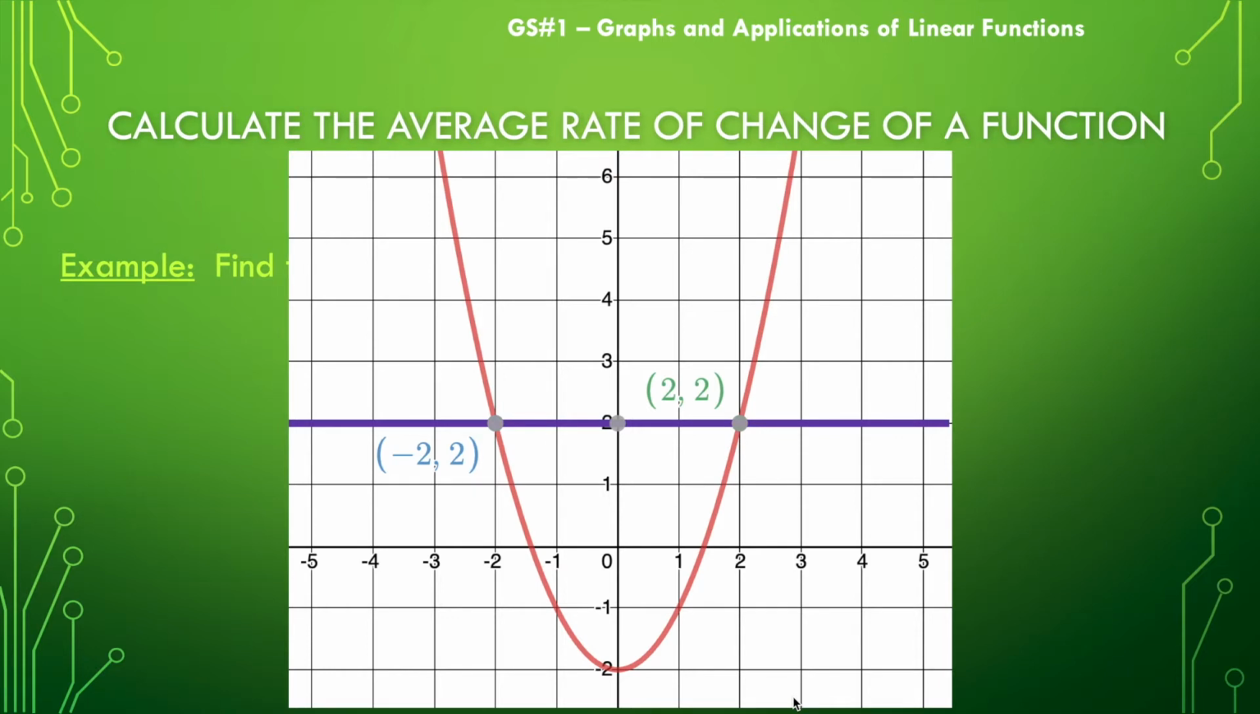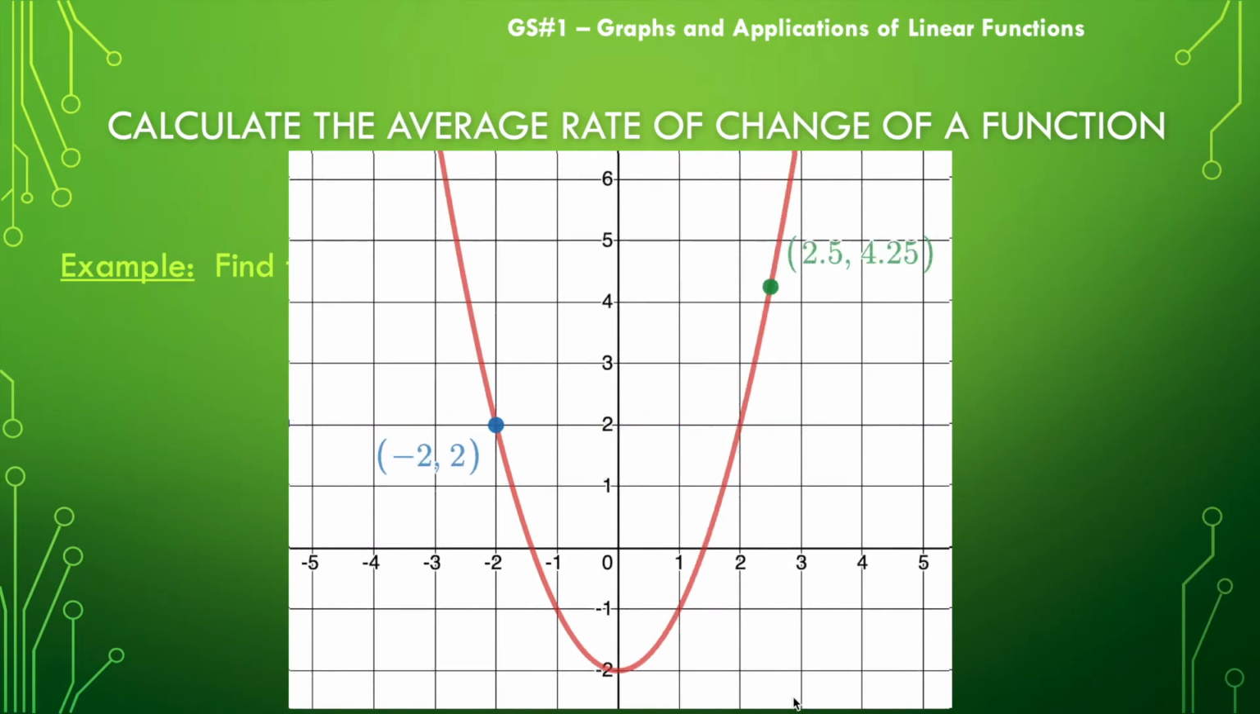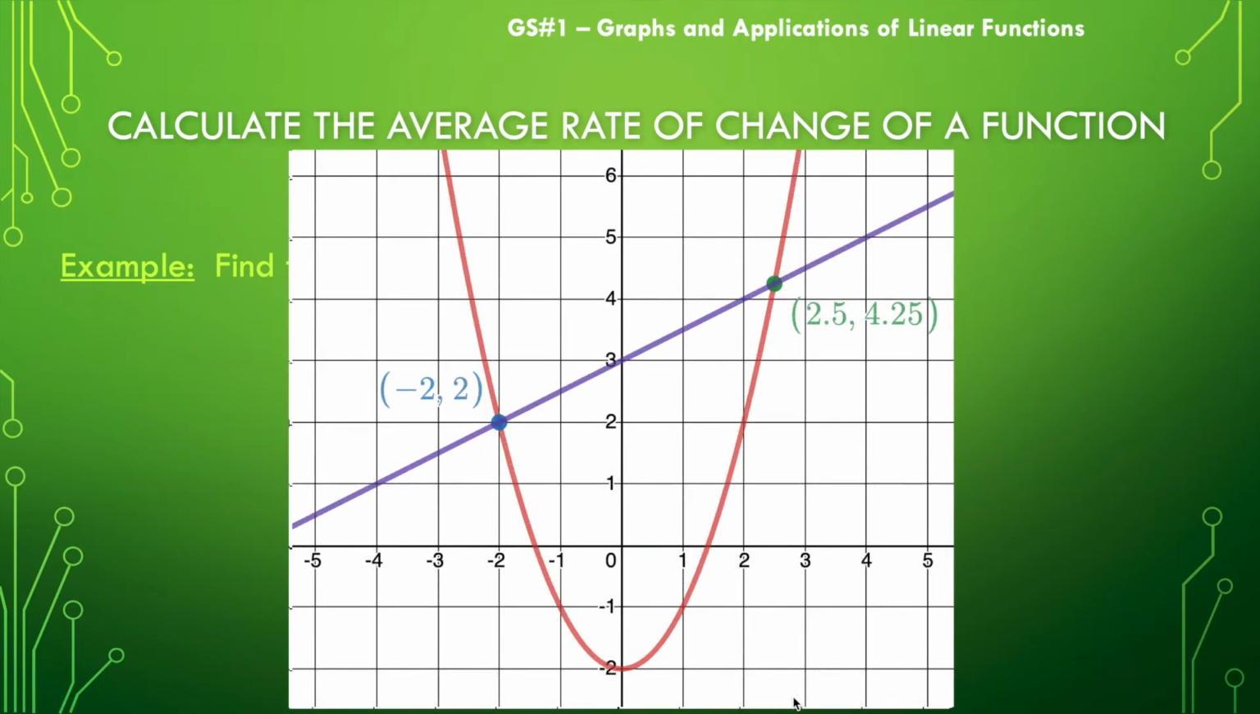And likewise, I can choose another point. How about, let's see, how about where x is 2.5? If I choose the point where x is 2.5, I get a y value of about 4.25. And notice my slope is positive. Okay, so it all depends when I'm dealing with a nonlinear function on the points that I choose to determine the average rate of change.